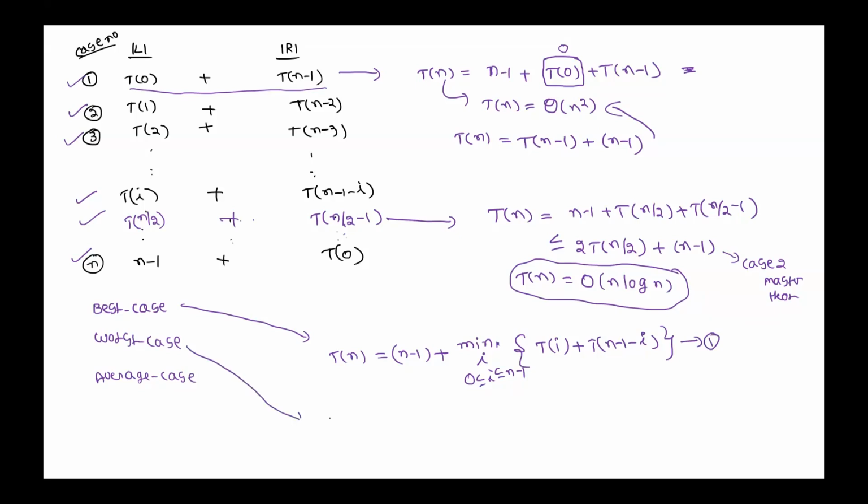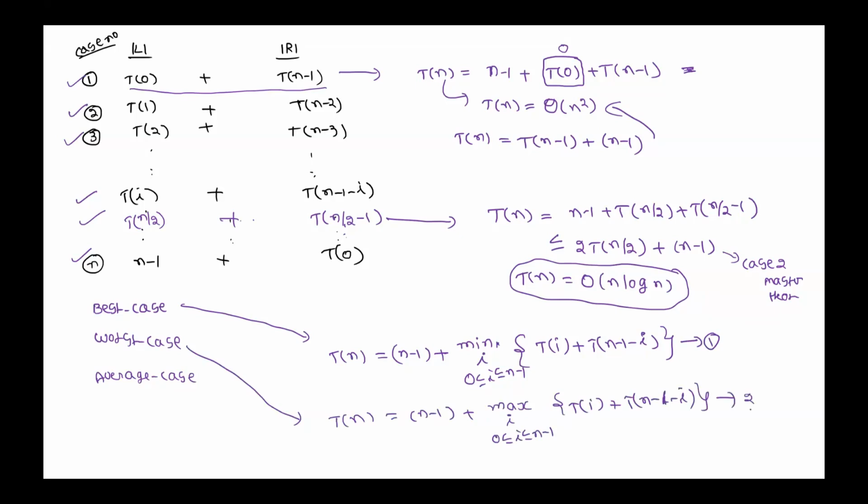Similarly, in the worst case, can you tell me what the recurrence is? The n minus 1 has no change. Instead of the minimum, what do we get? The maximum. Is this correct? Is this clear?